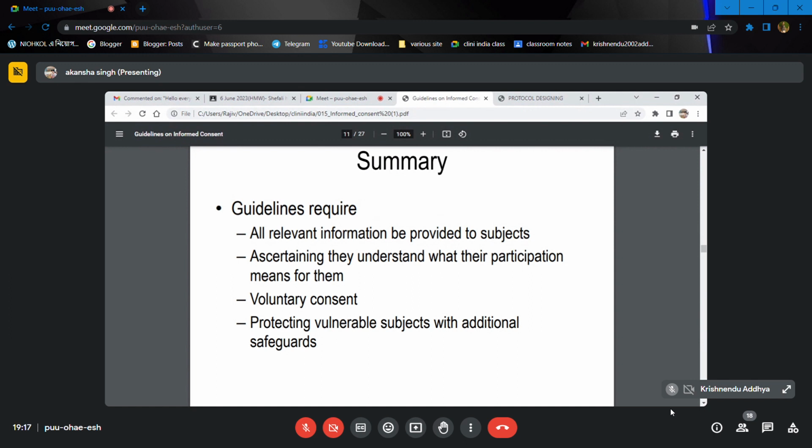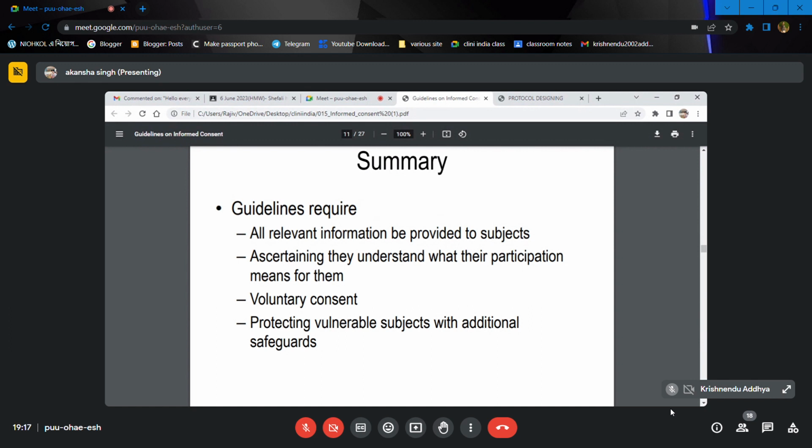Okay, so voluntary consent. There should be no force. You should have a willingness to give consent. There should be no force. You cannot say you have to go and conduct the trial, or lure them with money and everything. You cannot do that.